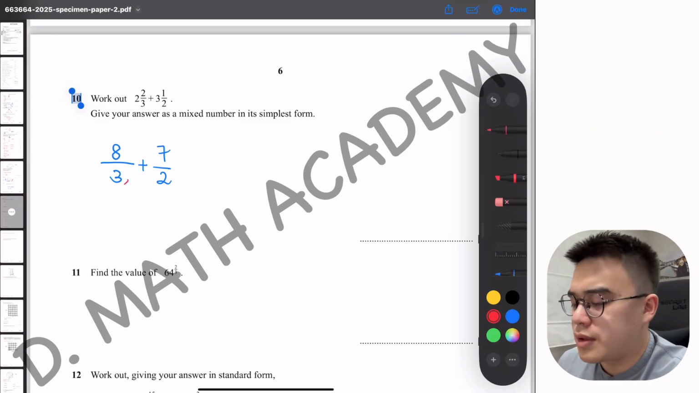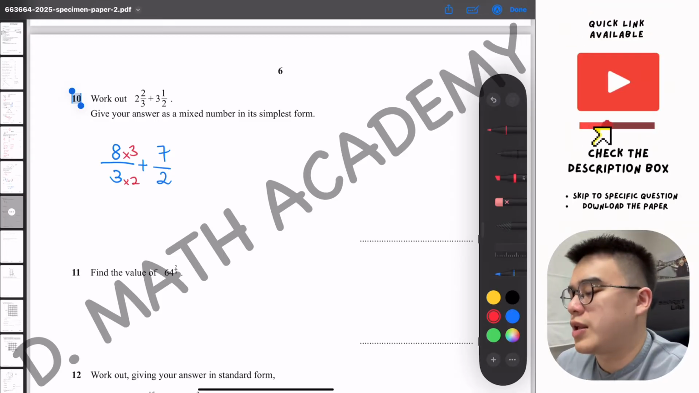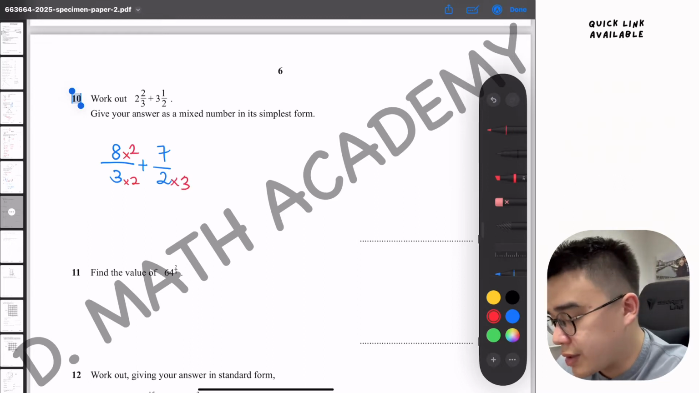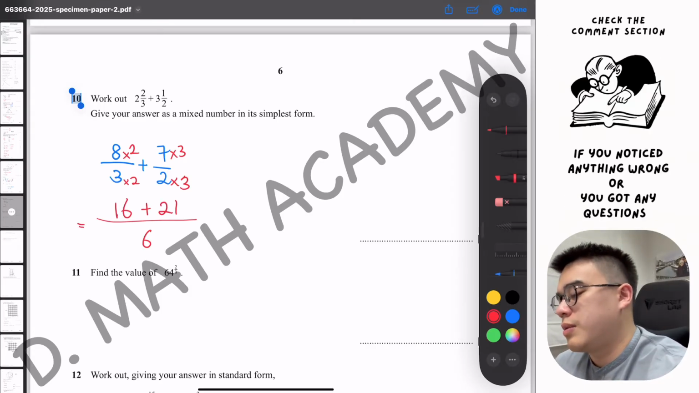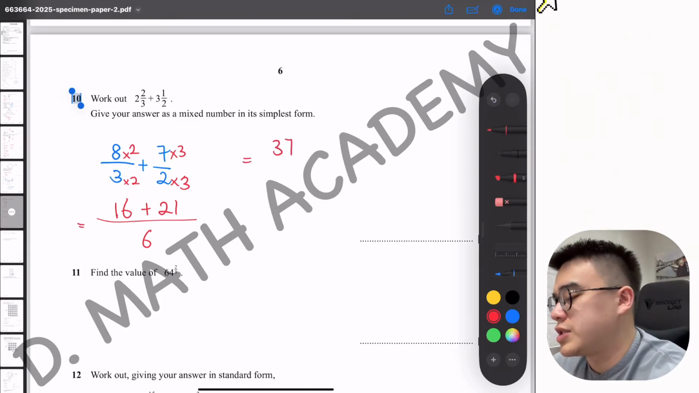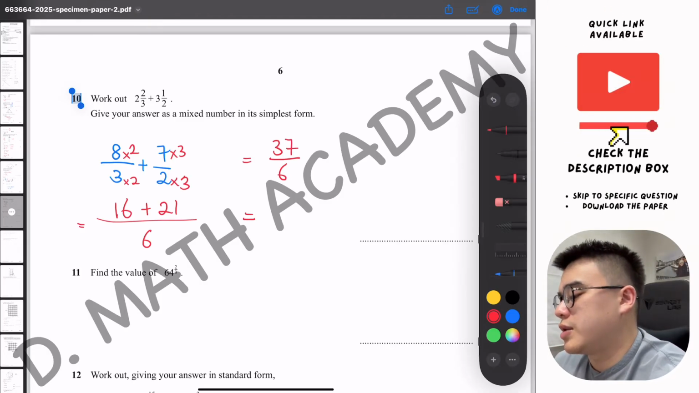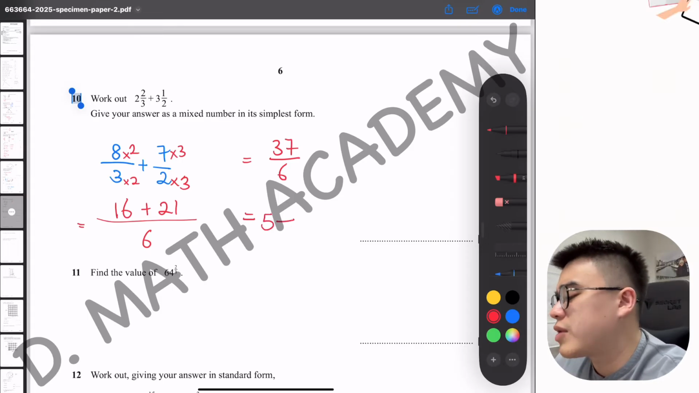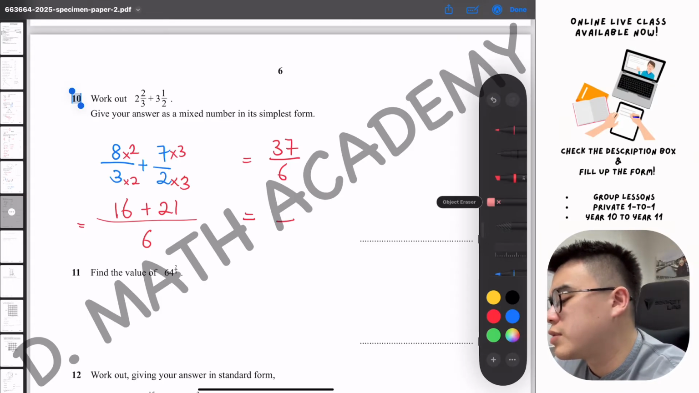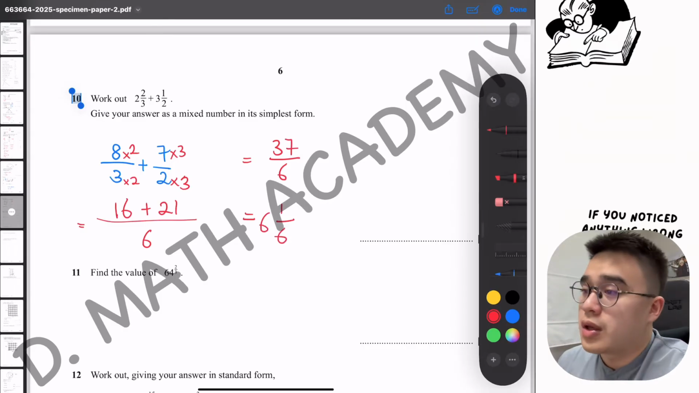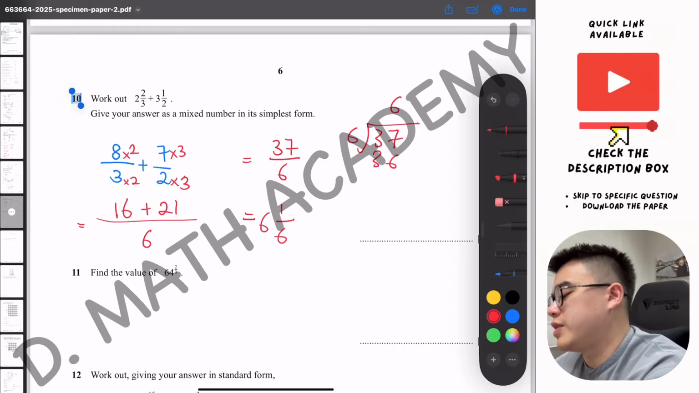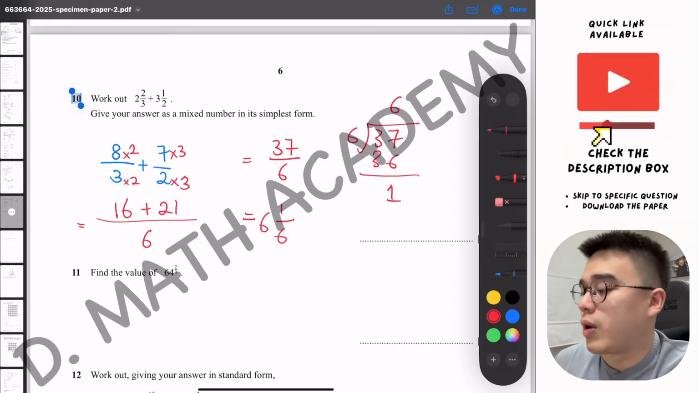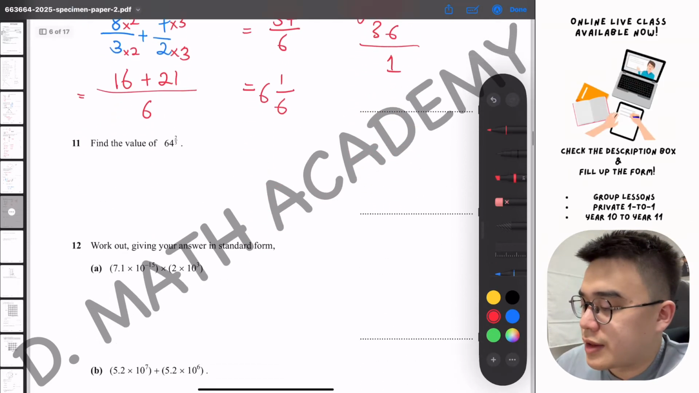The common denominator that they can both arrive at is actually 6. So I'm going to multiply them with the respective number. 8 times 2 is 16. 7 times 3 is 21. Making the answer 37 over 6. 37 over 6 will be 6, remainder 1. Oh, this should be 6, 6, 6, 1. So the detailed calculation is attached over here with your 36 and the remainder of 1. That's pretty much it for question 10.